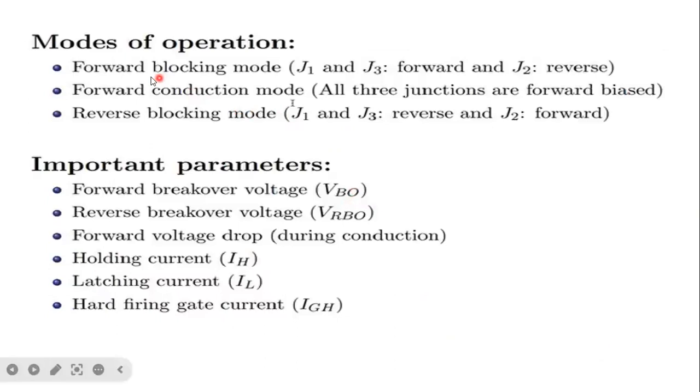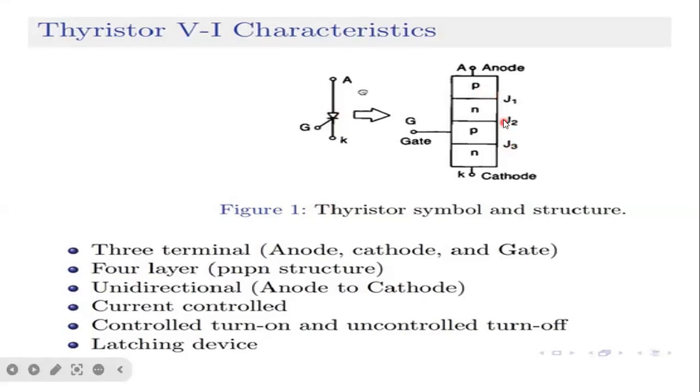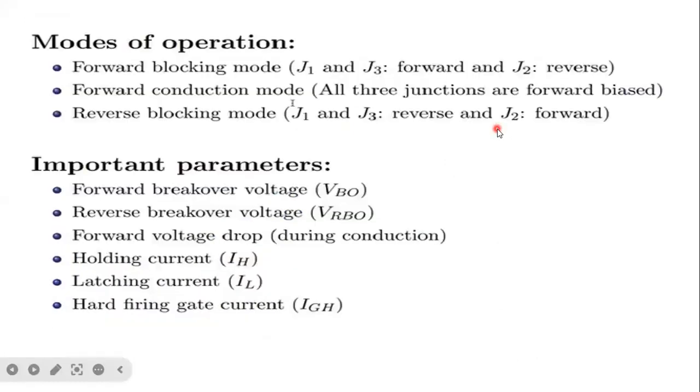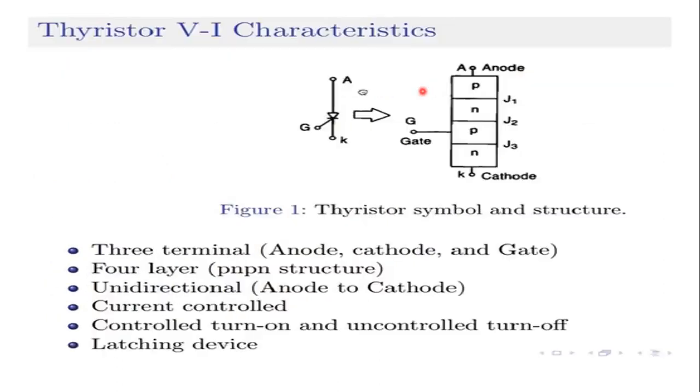And next, these are the different modes of operation of this SCR device. First one, forward blocking mode, then forward conduction mode, and reverse blocking mode. Forward blocking mode means the outer junctions J1 and J3 are forward biased and J2 is reverse biased. That's why it is called a forward blocking mode.